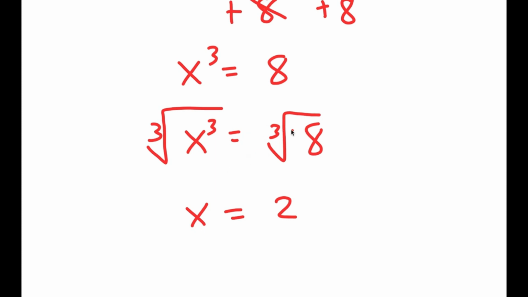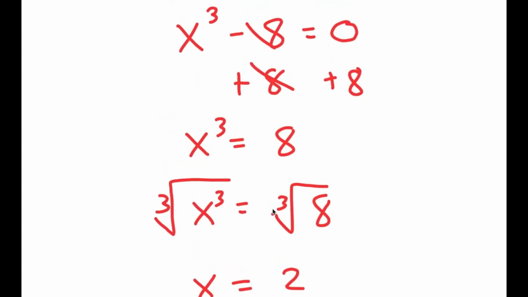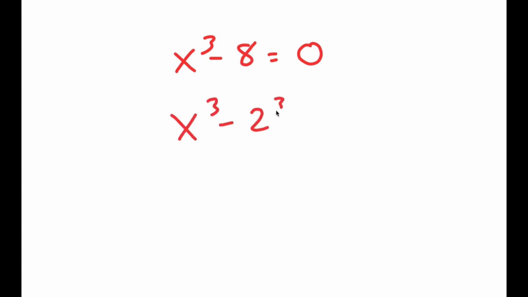But actually, there are more than one solution to this equation. So I'm going to rewrite my equation here, x to the power of 3 minus 8 equals 0. And now I'm going to rewrite 8 as 2 to the power of 3. So I get x to the power of 3 minus 2 to the power of 3 is equal to 0.